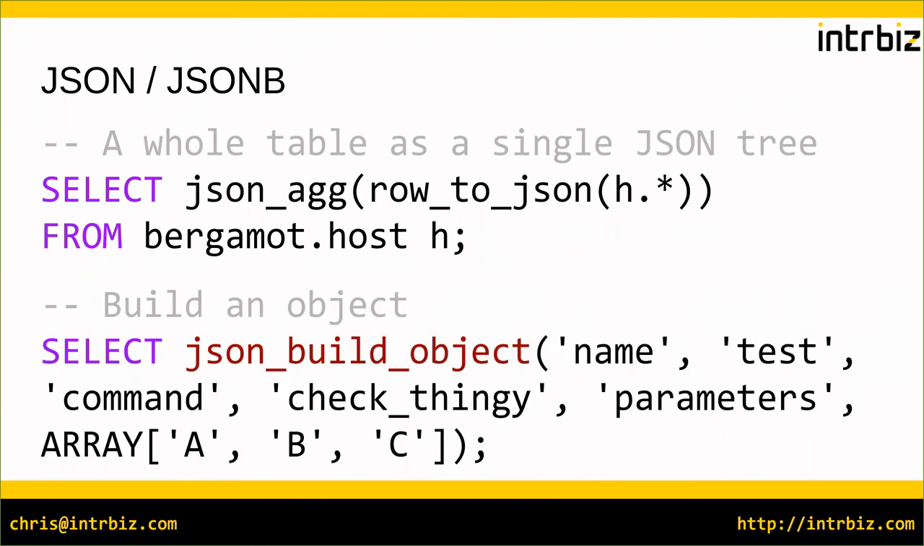The other cool thing we can do with JSON is convert rows to JSON, and aggregate multiple rows into an array. For example, we can dump a whole table as a single JSON tree. That will return an array of objects where every row is a JSON object. We can also build specific objects, which would construct a very straightforward JSON object. So this is all extremely powerful.